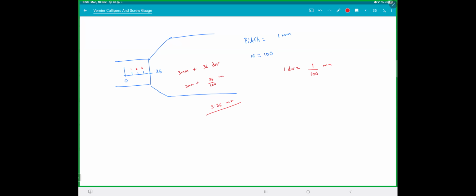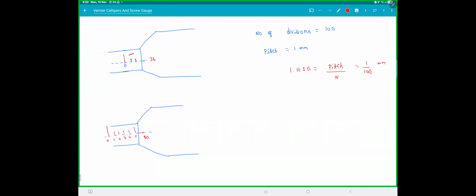So this is actually much easier than vernier calipers. Vernier calipers had some story and all. Screw gauge, there's nothing. They really can't mess it up that easily. So that's it. That is the whole idea there. Can you tell me what is the answer for these two?